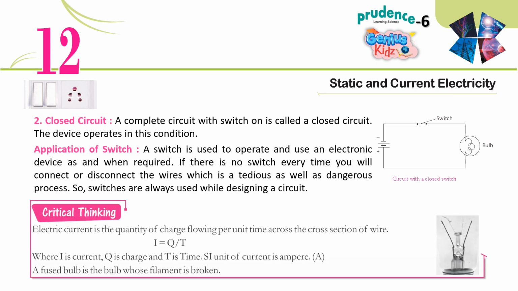Critical thinking. Electric current is the quantity of charge flowing per unit time across the section of wire. I is equal to Q by T, where I is current, Q is charge, and T is time. SI unit of current is ampere, A. A fused bulb is the bulb whose filament is broken.